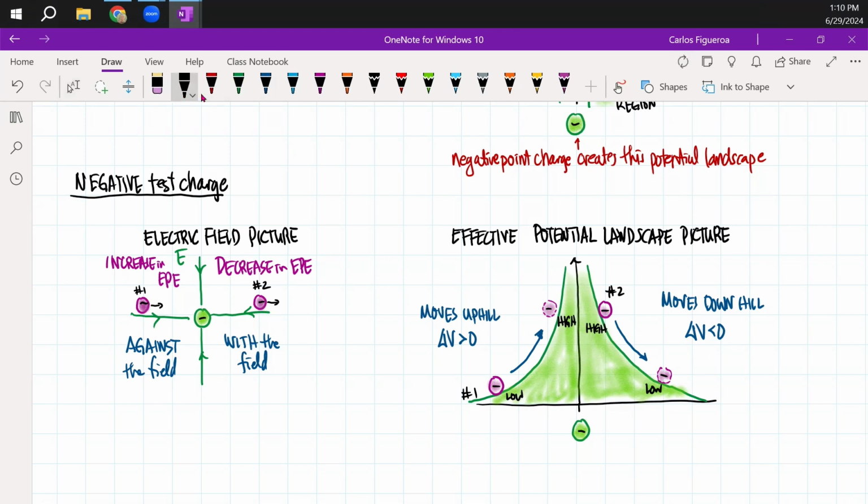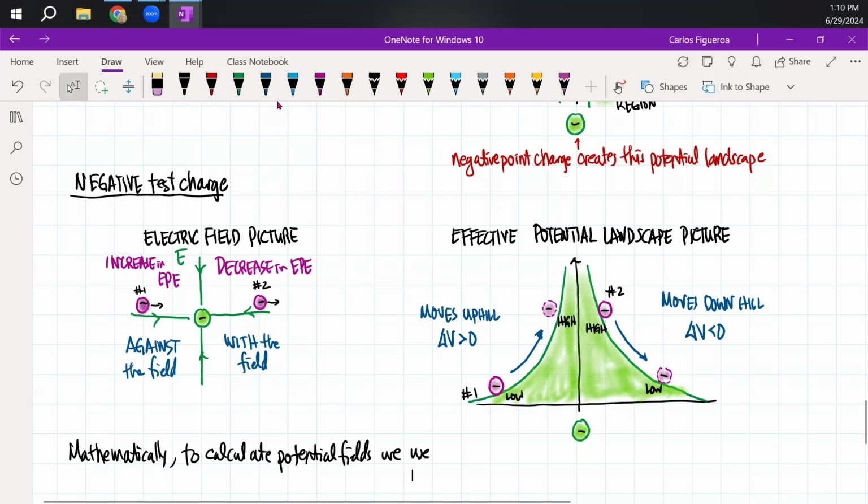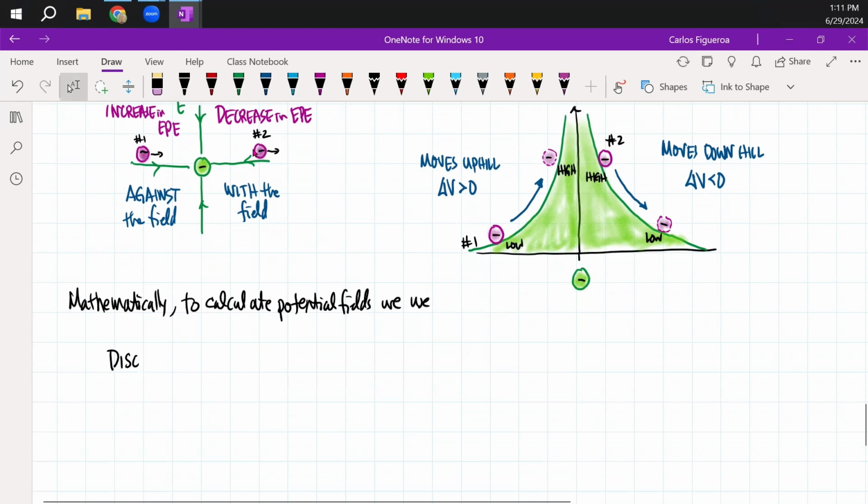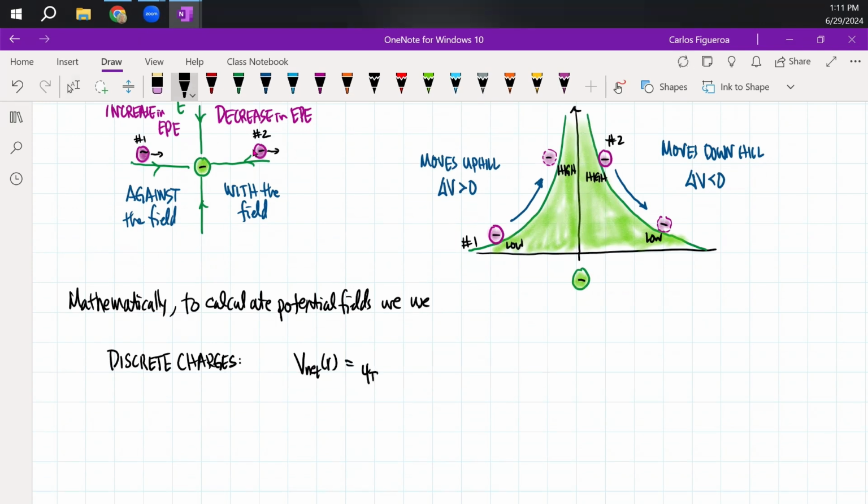To finish this up, mathematically, to calculate potential fields, for discrete charges, we say that the net potential is equal to 1 over 4 pi epsilon, times the sum of all of the q's divided by their radius.